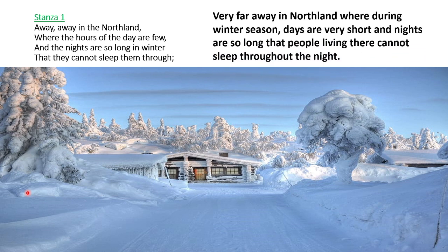Now, here, the poet in the very first line uses the literary device of repetition, away, away. So, here, the poet is laying emphasis on the distance, very far away in Northland, where during winter season days are very short and nights are so long that people living there cannot sleep throughout the night. So, emphasis on the distance, and also the poet is telling us about the kind of winter season there is in Northland.